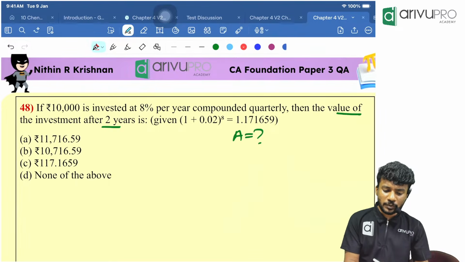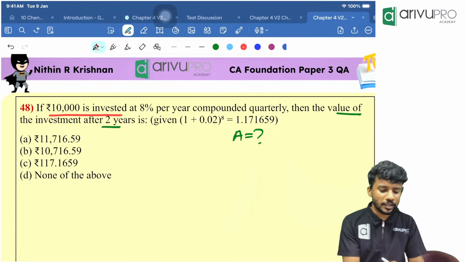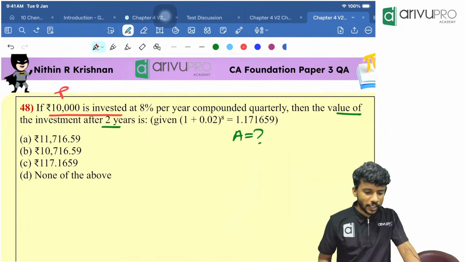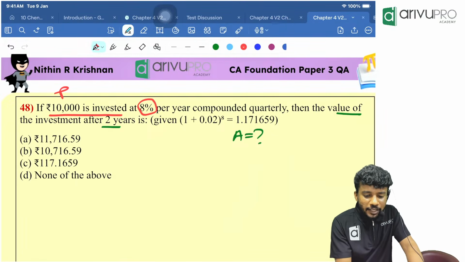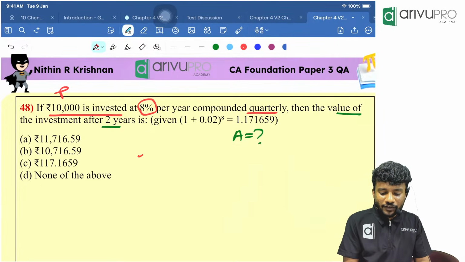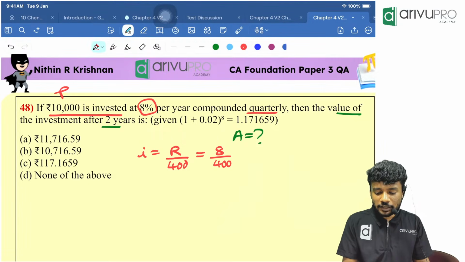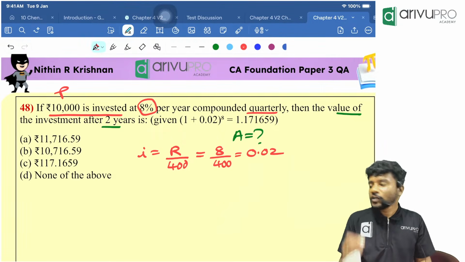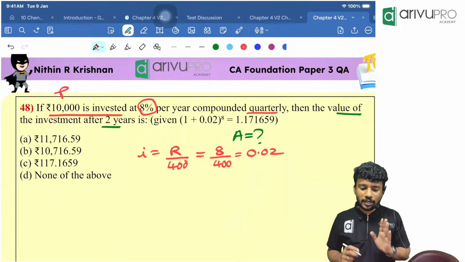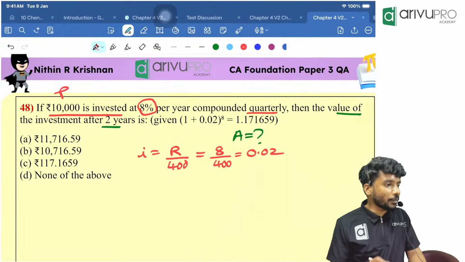Now one more thing is mentioned. 10,000 is invested. So 10,000 is what, people? Our principal. Okay. 8% per year compounded quarterly. Things are changing. Whenever it is compounded quarterly, I is what, people? R divided by 400. That is nothing but what? 8 divided by 400, that is equal to 0.02. We have that value r by 400, which is nothing but 8 by 400, which is 0.02.